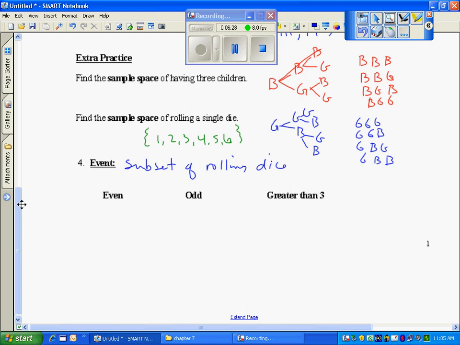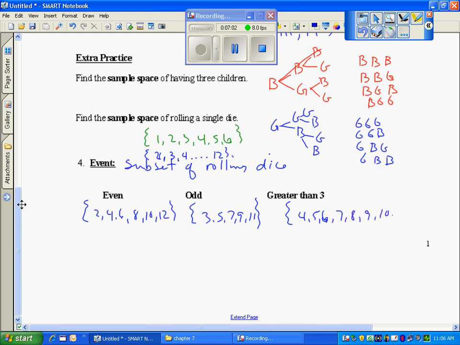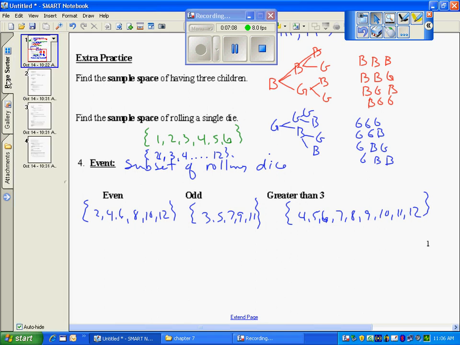Well, if I want my dice to be even, I'm adding them together. So if I was to add them together, 1 and 1 make 2, 3, 4, I would have all these numbers up until I got 6 plus 6 is 12. So for my event to be even, 2, 4, 6, 8, 10, and 12. For my event to be odd, 3, 5, 7, 9, and 11. Greater than 3 would be 4, 5, 6, 7, 8, 9, 10, 11, and 12. Notice I begin my set and I close my set.